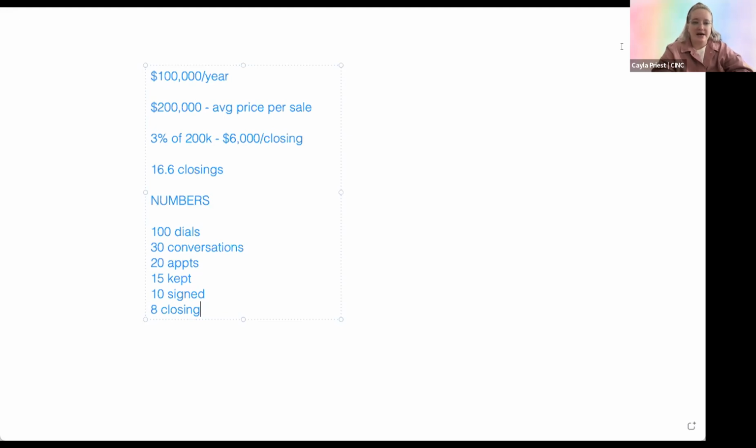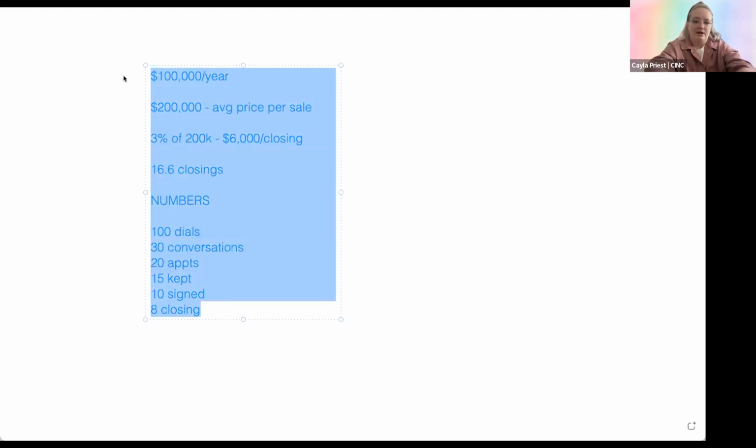So I hope that was helpful for you to find the formula. I'm going to just copy this and put it in the chat again, just so you can find the formula, not so you can copy these numbers because they're not realistic.